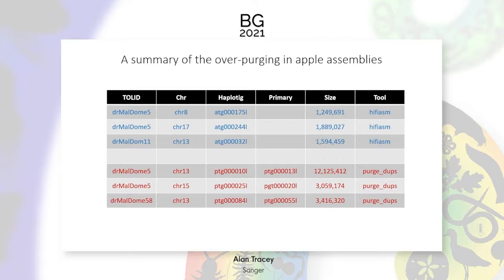Okay, so summarising what we found, we can see at the top 3 cases of incorrect purging by hifiasm in 2 different apple assemblies, and at the bottom 3 cases in 2 different assemblies erroneously purged by purge dupes. As I've already mentioned, the same region of chromosome 13 suffers the deletion in all 3 assemblies to a greater or lesser extent.